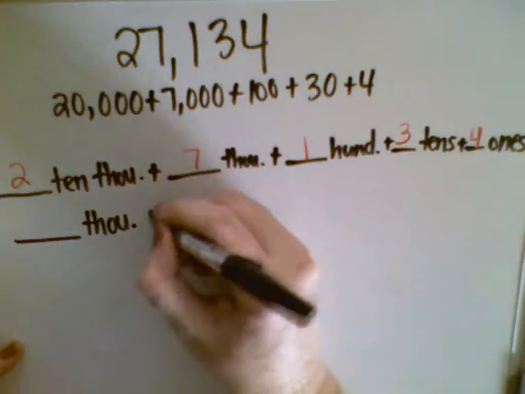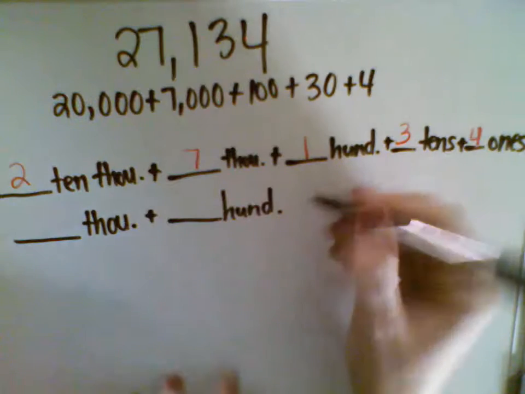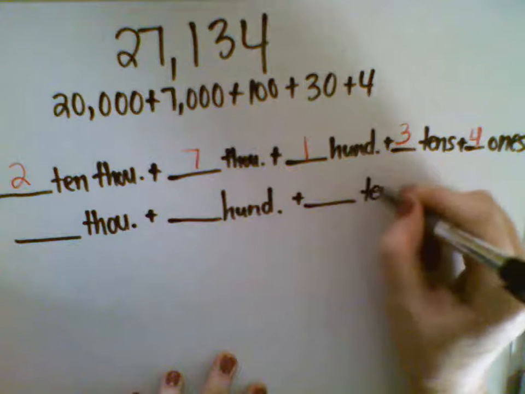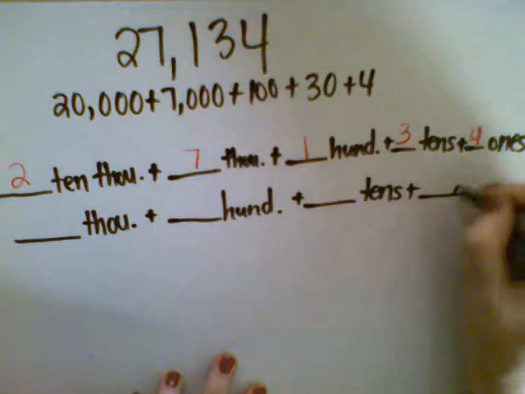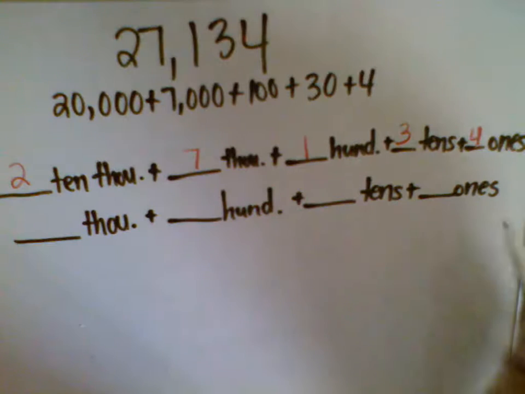1,000, 100, tens, ones. Now, they're not trying to trick you. They're trying to make sure that you understand the values. So again, we can work backward.